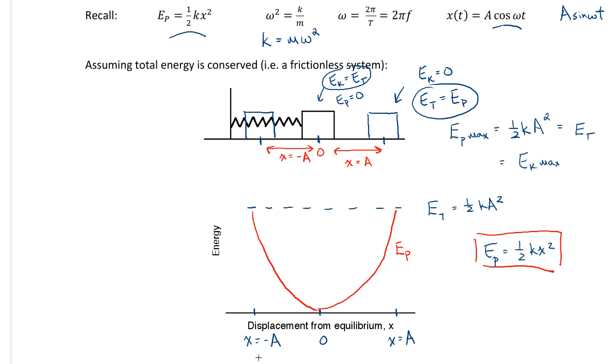Now, if the potential and kinetic energies always need to sum to this total, then we just need to draw an upside down version of that for the kinetic energy. So I have an upside down parabola, and this is my kinetic energy, maximum at the middle here, taking on the value a half kA squared. So this is a graph of energy versus displacement from equilibrium for an object undergoing simple harmonic motion.